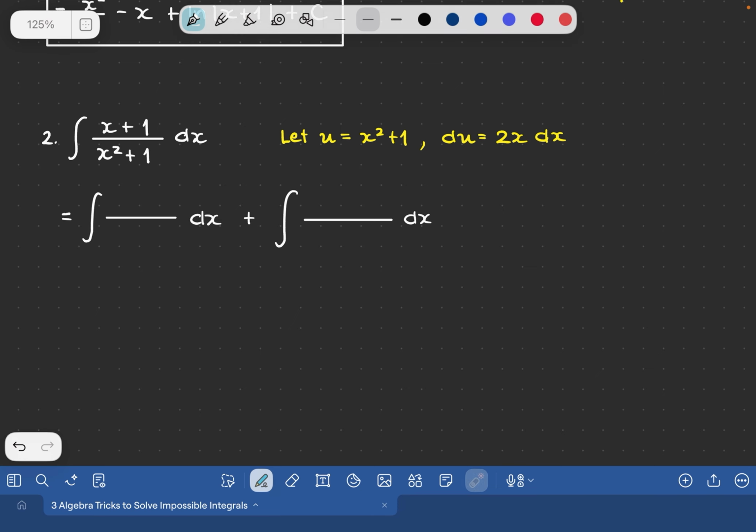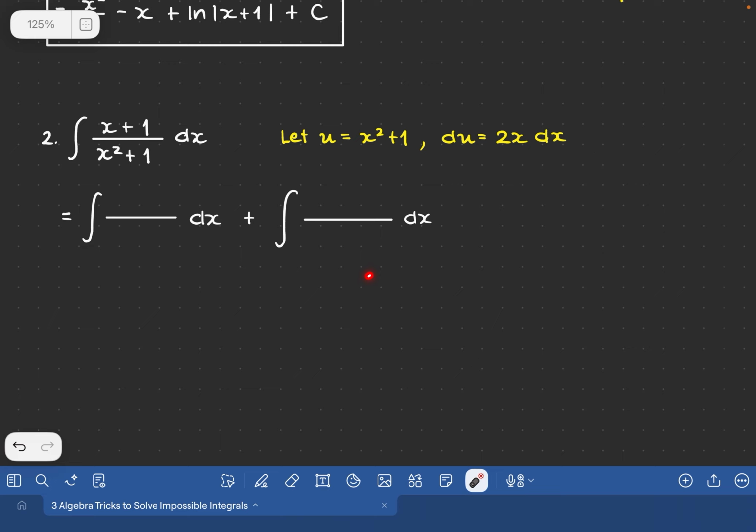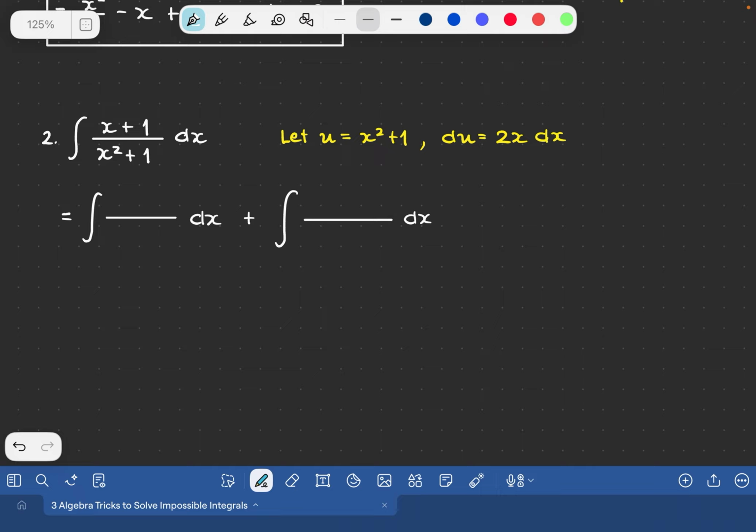How do we do that? Take note that in rational expressions, or basically fractions, if we have a plus b over c, we can write this as a over c plus b over c. So in our case, what we can do is we can split this as x over x squared plus 1, and then 1 over x squared plus 1.